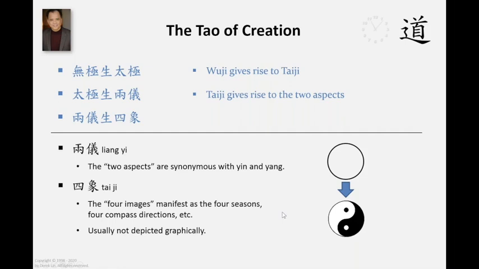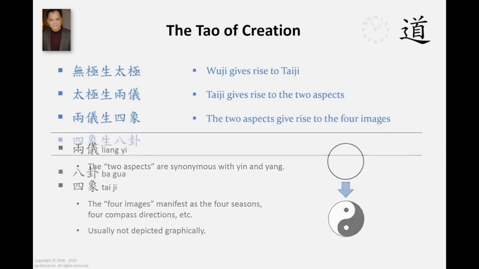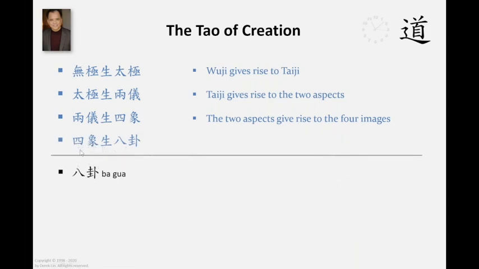So we have now looked at the Mandarin characters in line 3. We're ready for the translation. The 2 aspects give rise to the 4 images. So then we just have one more line to talk about. So let's do that. Here's the last line. 四象生八卦.